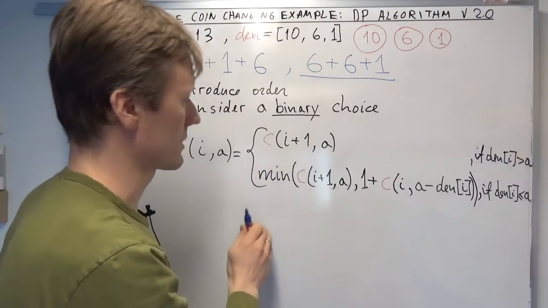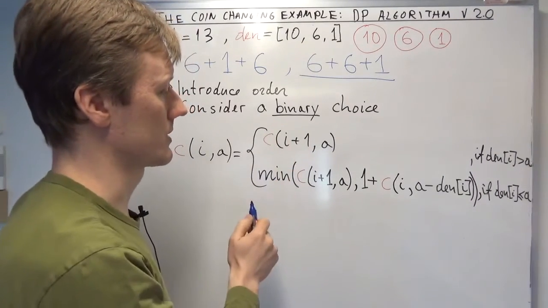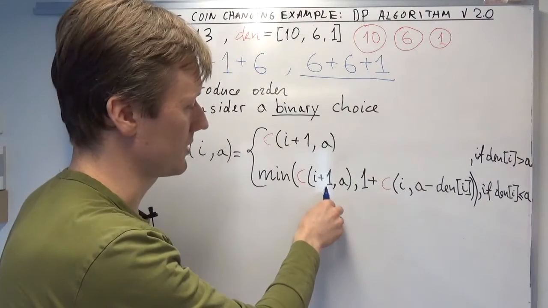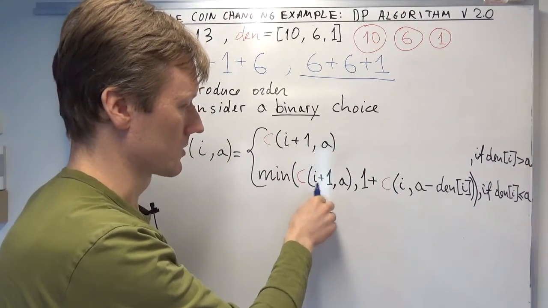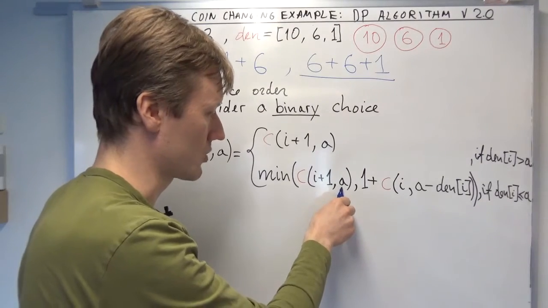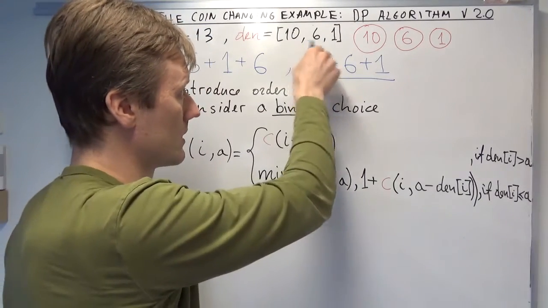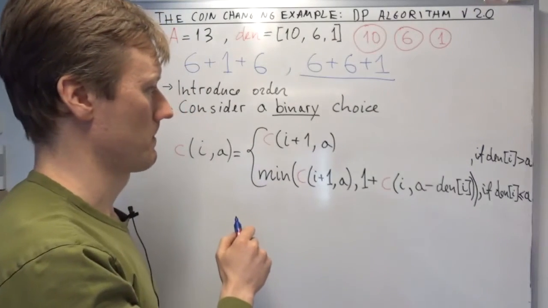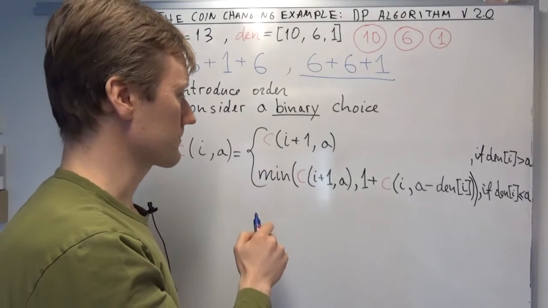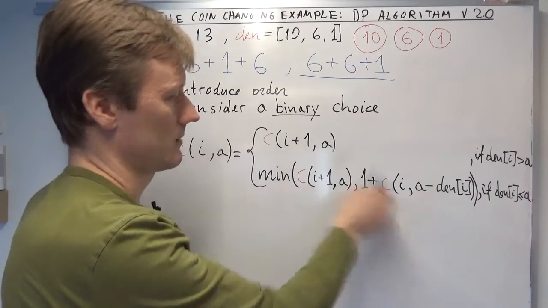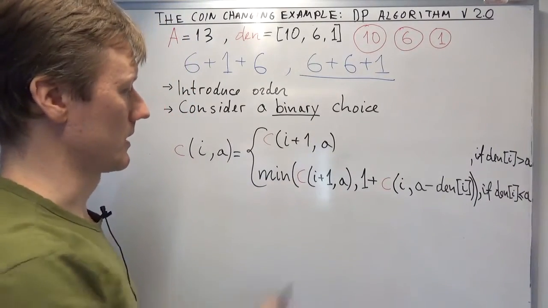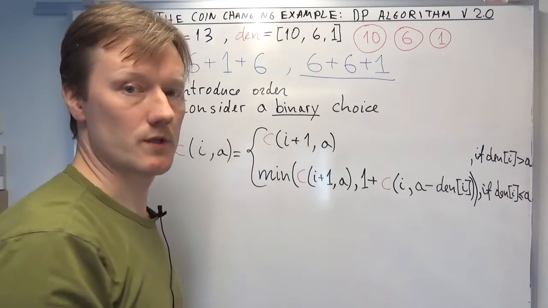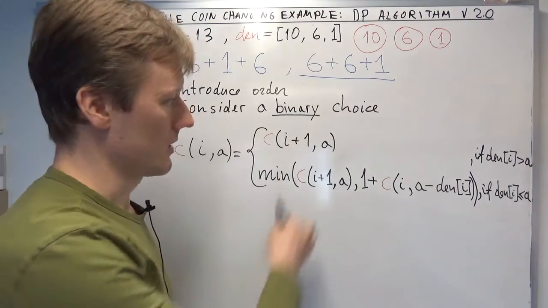Another option is, of course, to say we will not use this denomination anymore. We move ahead in the denomination array. So we say we still have the same amount to change, but we move our pointer in the denomination array by 1. So these are the two choices that we can consider, and we take the minimum of the solutions produced by each of the choices.